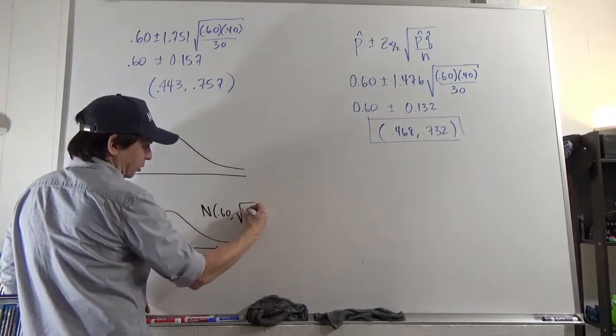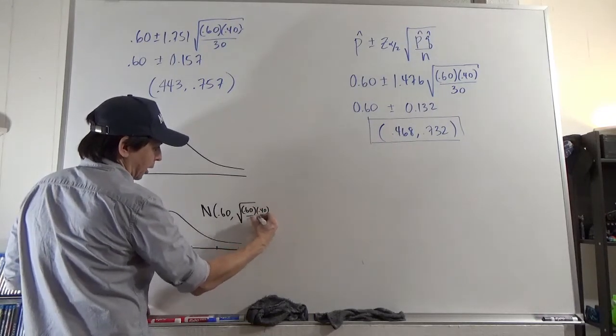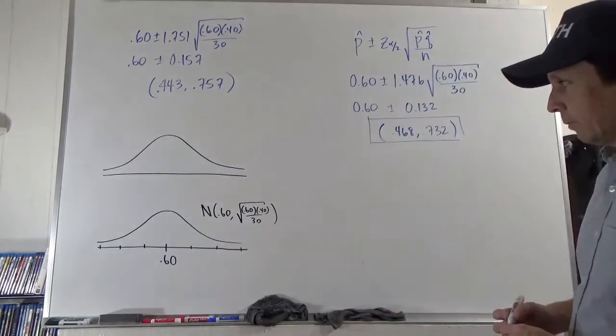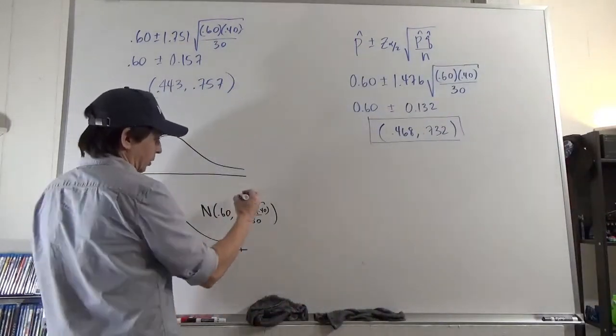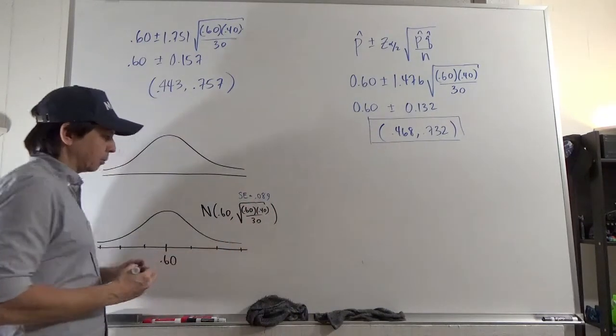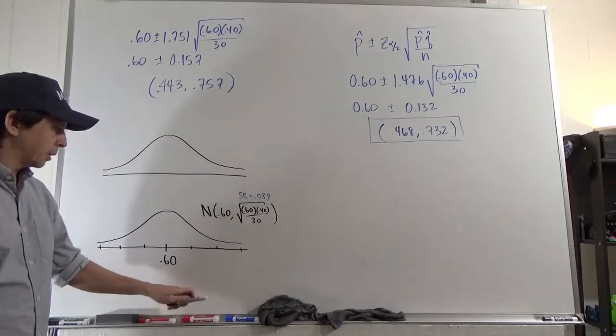My standard error, or the standard deviation of this, is whatever I get when I do 0.60 times 0.40 divided by 30. I actually computed it already. It's 0.089. But that's my standard error right there, which is 0.089. Again, we're not using that term, and you're not going to have to do this. This is just me explaining so you kind of understand what's happening.